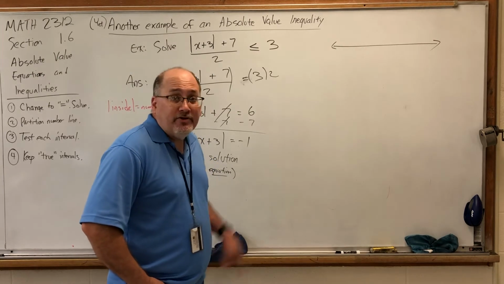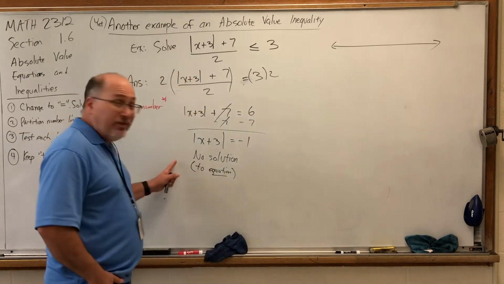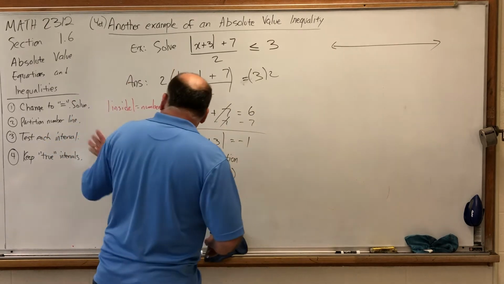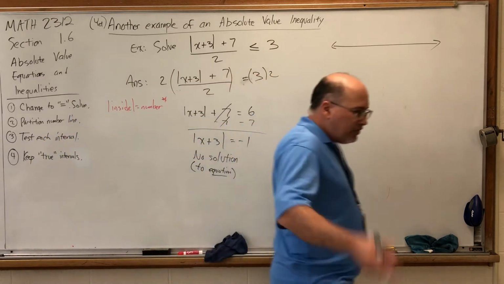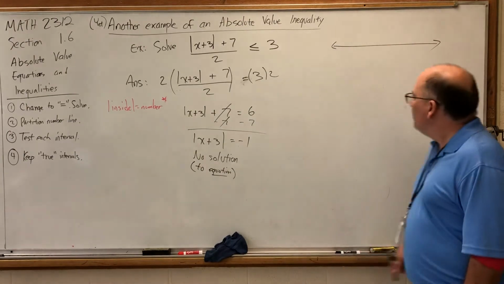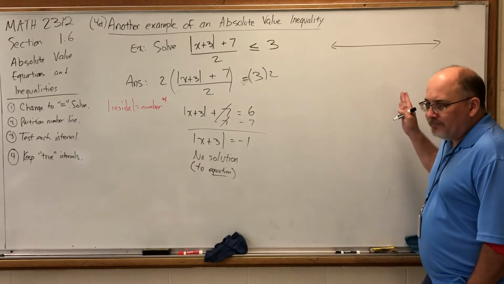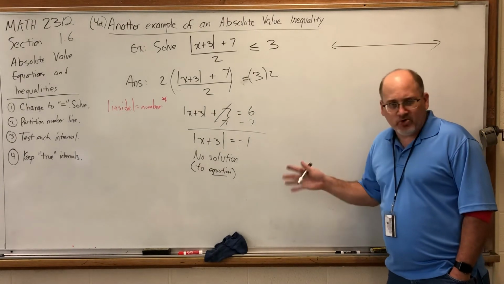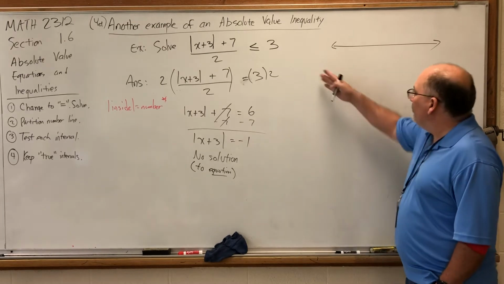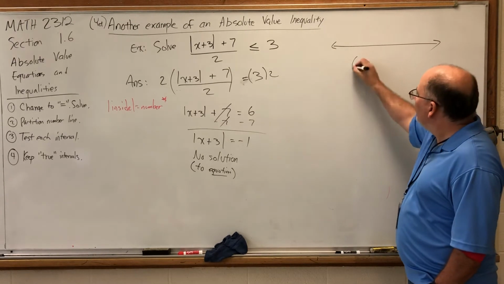We're done. There's nothing to cut because there was no place to cut it. But that doesn't mean we stop. Now we go to step 3, which is test each interval. Well, if I didn't cut this number line, it's still one long piece of string. And what's the interval that represents this whole number line?